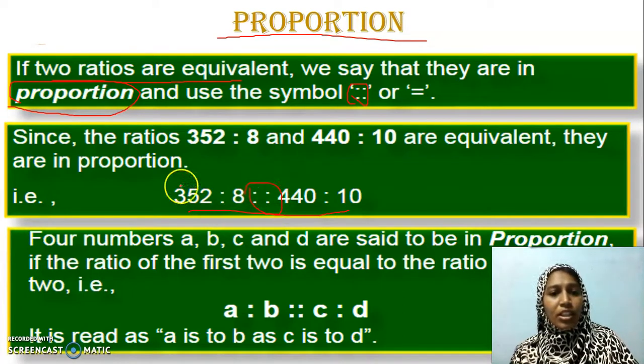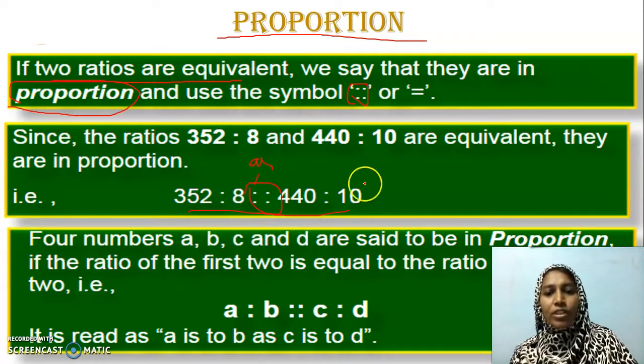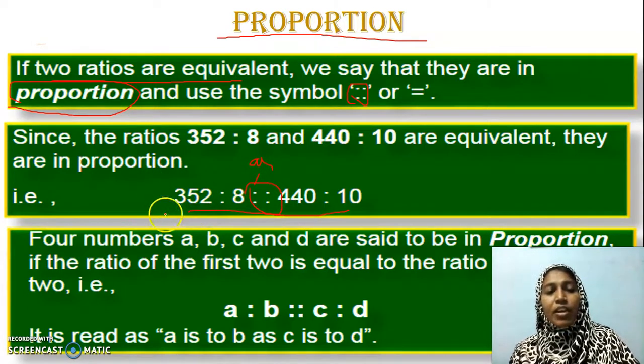How to read this? This is read as 'as'. See here in the last line it is given. It is read as 352 is to 8 as 440 is to 10. This is how I will read it from here onwards. I will not say double colons. We will read it as 352 is to 8 as 440 is to 10. Hope it is clear.